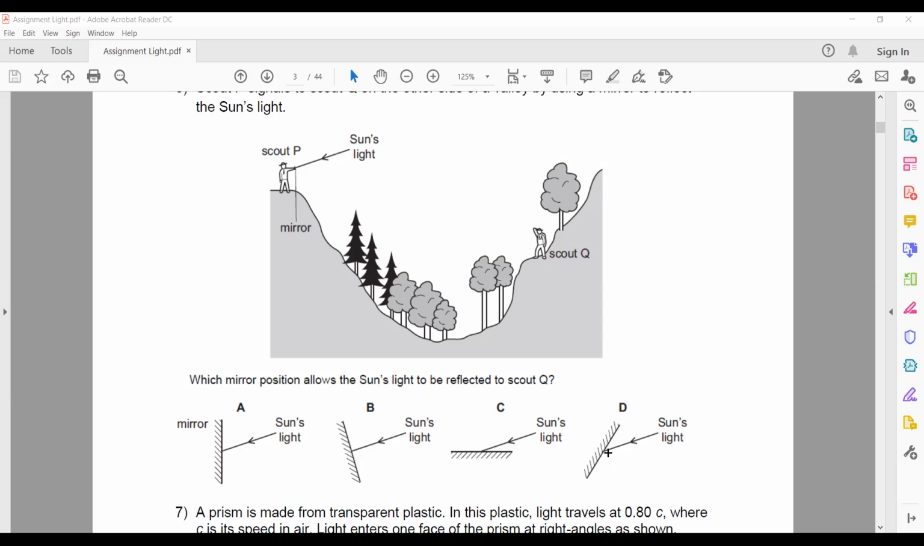Same thing, if it was D, then it will go down like this. So D cannot be an answer. So what is the right answer? A is the right answer. When it hits, it bounces back, angle of incidence equal to angle of reflection.